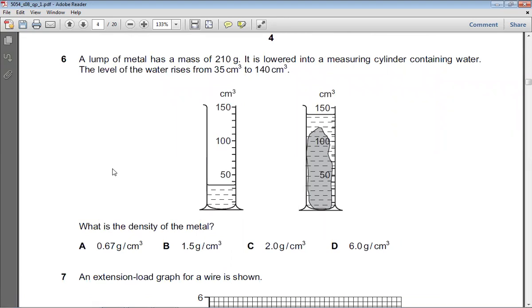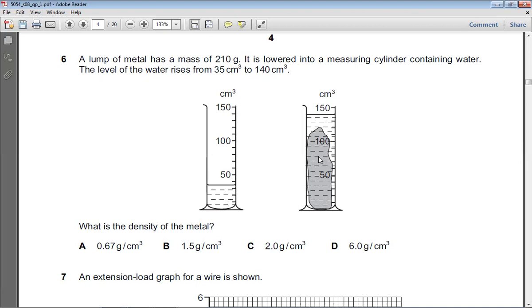A lump of metal has a mass of 210 grams. It is lowered into a measuring cylinder containing water. The level of the water rises from 35 cm³ to 140 cm³. What is the density of the metal? So we know the mass of the metal, that's 210 grams. Here we have a measuring cylinder filled with water. The volume here is 10, 20, 30, 40, 50, so it's like 35 cm³. And when you put that metal into the measuring cylinder, the volume is 140 cm³.